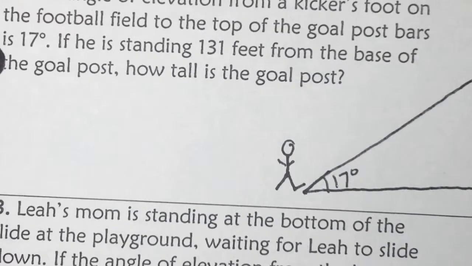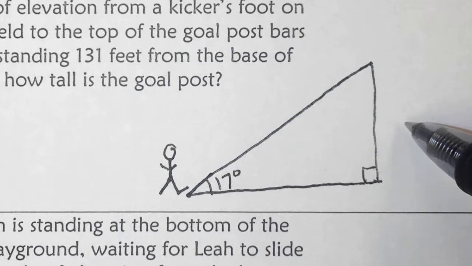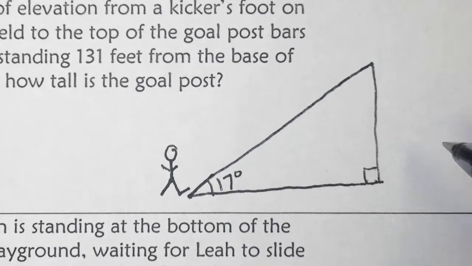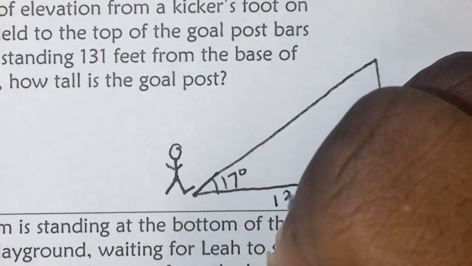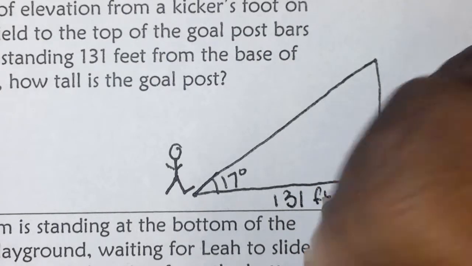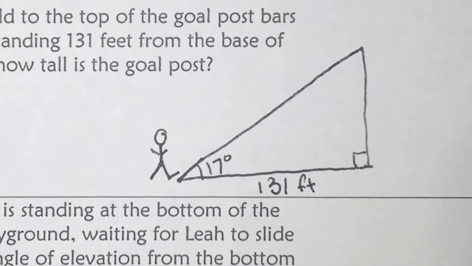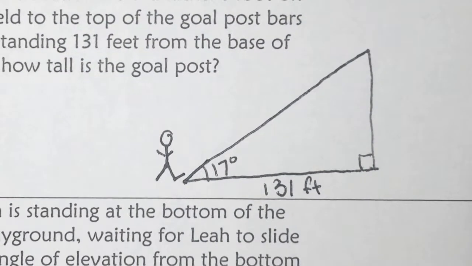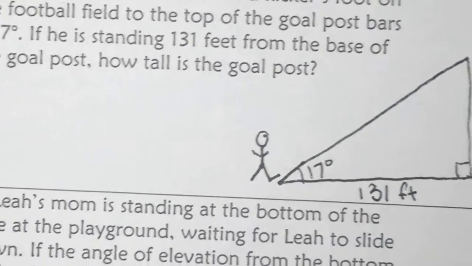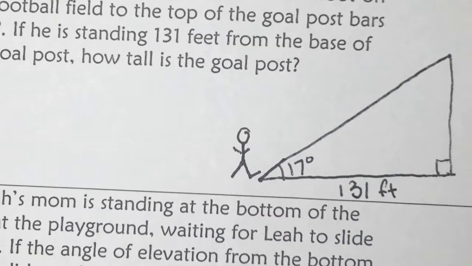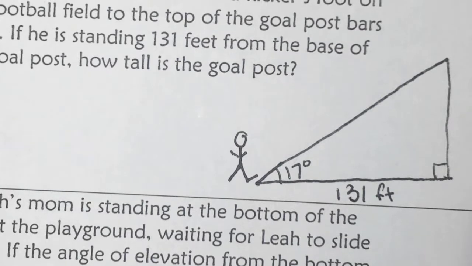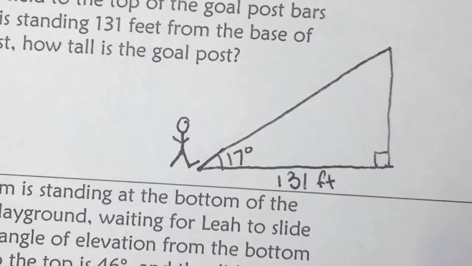It says he's standing 131 feet from the base of the goalpost. You're going to put 131 right there? Oh no, that's like the height of it. Don't you put it right here? How tall is the goalpost? Where does X go? On the right side. Oh, okay.